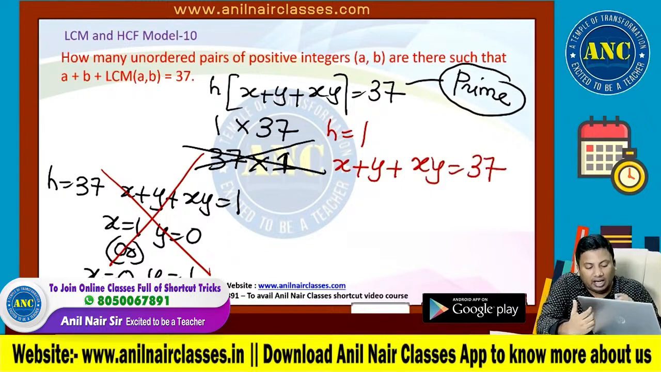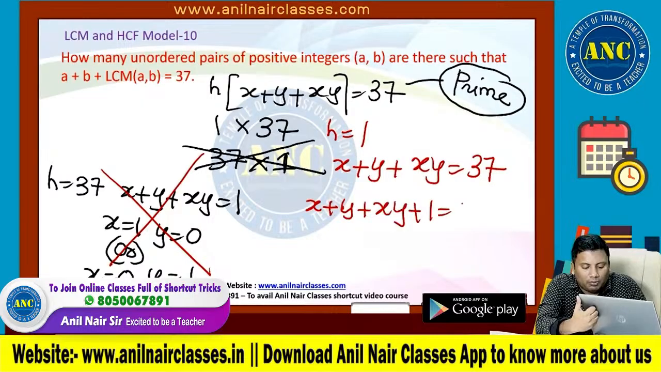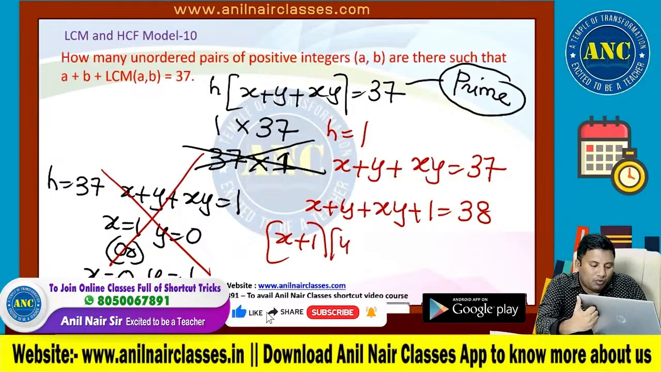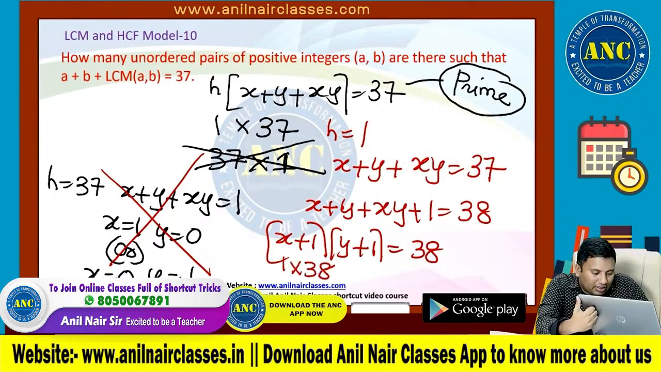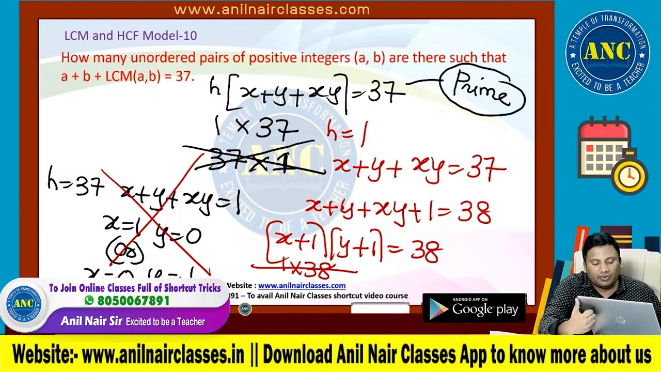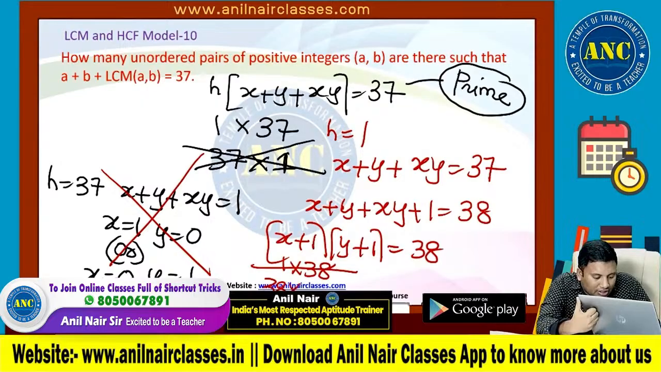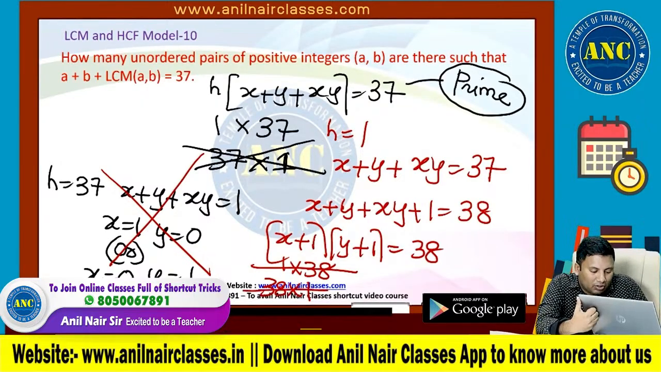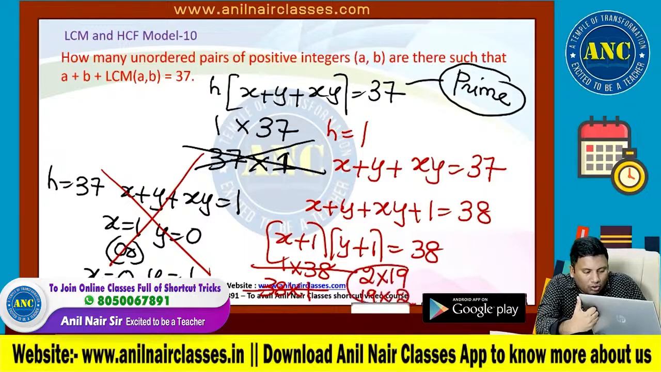I will explain it in algebra how to solve the equations of the degree 2, but as of now, add 1 on both the sides. So it is 38. X plus 1 into y plus 1 is 38. I am adding 1 on both the sides. 1 into 38. This case is not possible. X will be 0. 38 into 1. Y will be 0. 2 into 19. And 19 into 2. Two cases are possible.